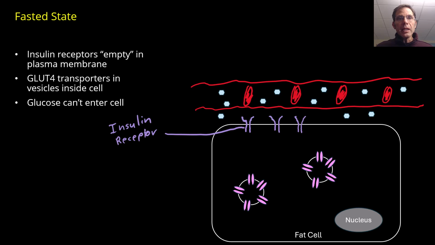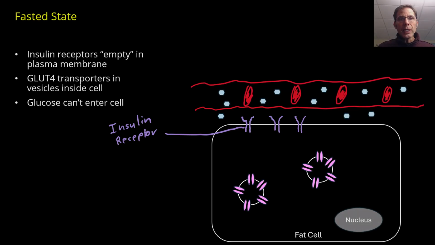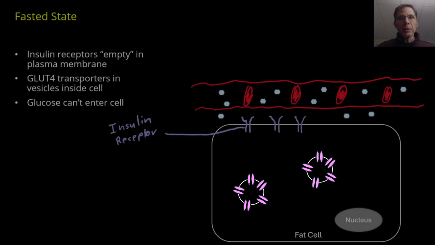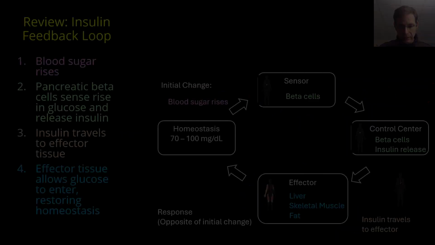So this is what we see in the resting state. In this state, the insulin receptors are present in the plasma membrane. They're not bound to insulin. The glucose transporters are inside the cell, ready to be inserted into the plasma membrane, but they're not there. And glucose can't enter the cell.